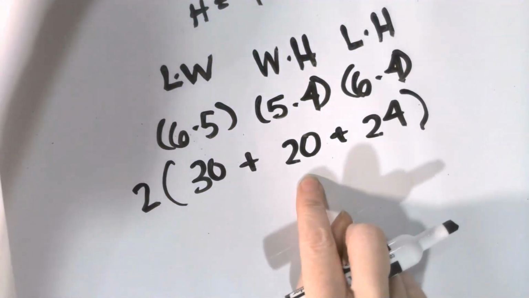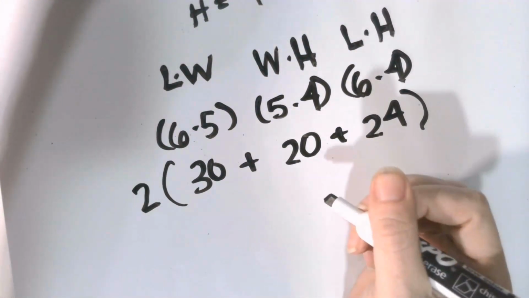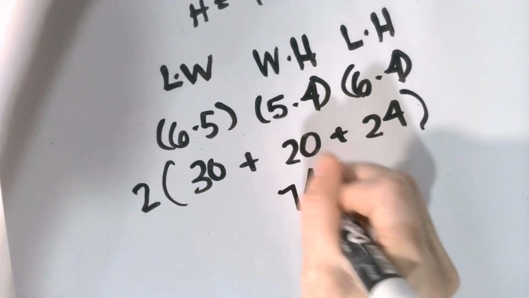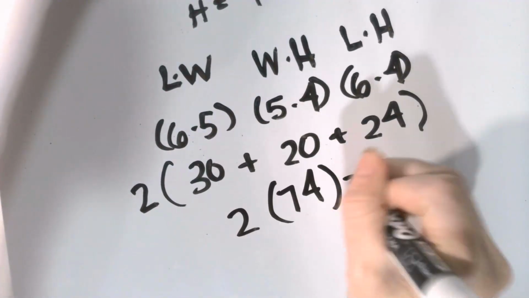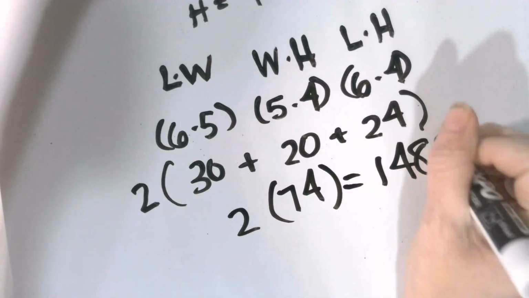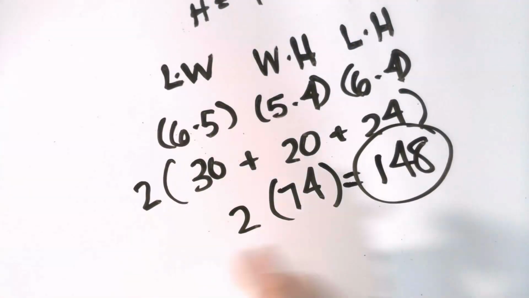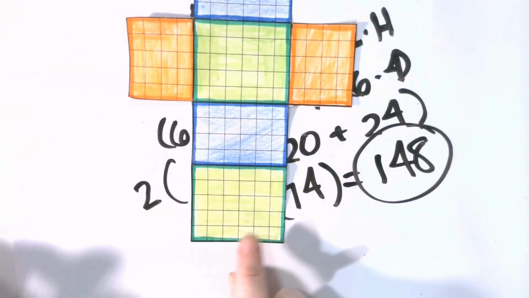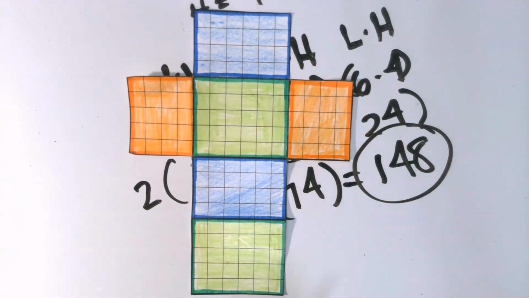So 30 plus 20 was 50, plus 24 is 74. Multiply it by 2, and you get 148. That is your surface area for your entire net. If you were to count all these squares, you would get 148 total. All right? Please watch this video a couple of times.